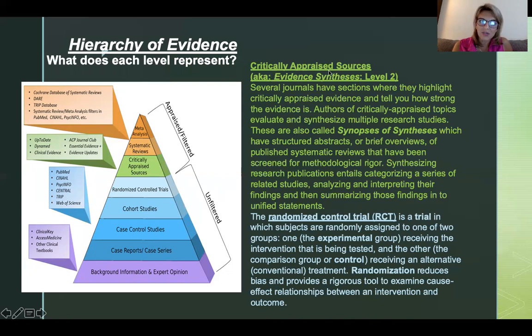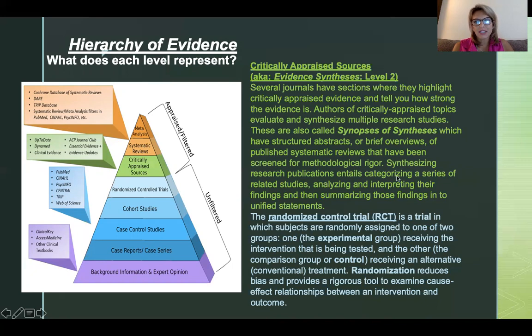Now, what does this mean? Critically appraised sources, level 2. Several journals have sections where they highlight critically appraised evidence and tell you how strong the evidence is. Authors of critically appraised topics evaluate and synthesize multiple research studies. They are also called synopsis of synthesis, which have structured abstracts, brief overviews of published systematic reviews that have been screened for methodological rigor.